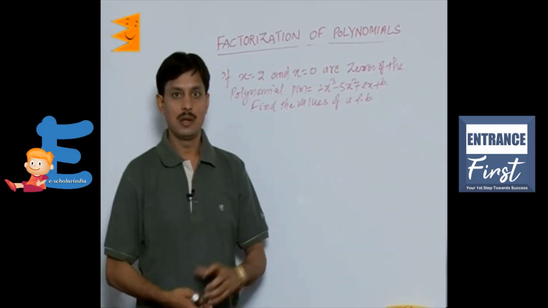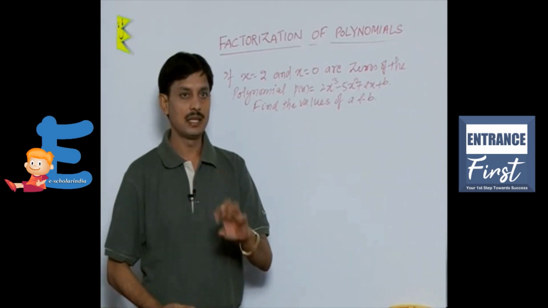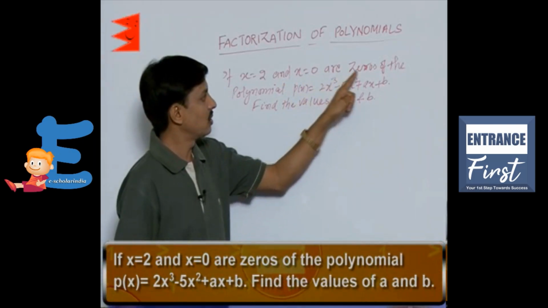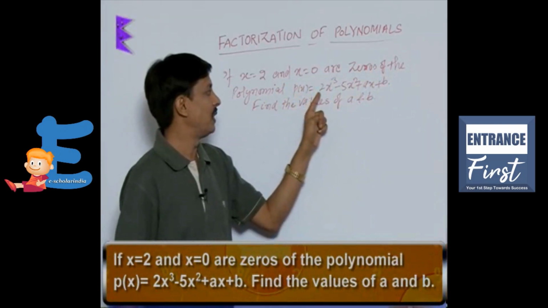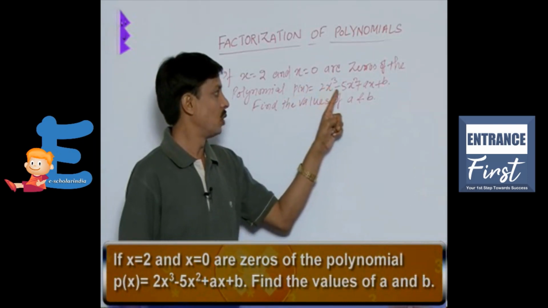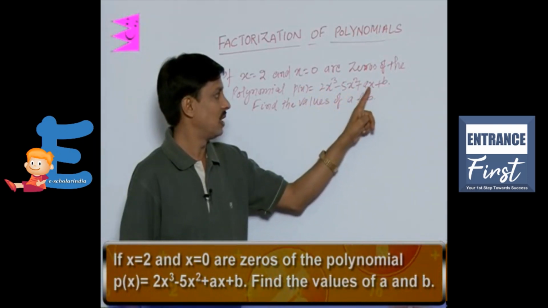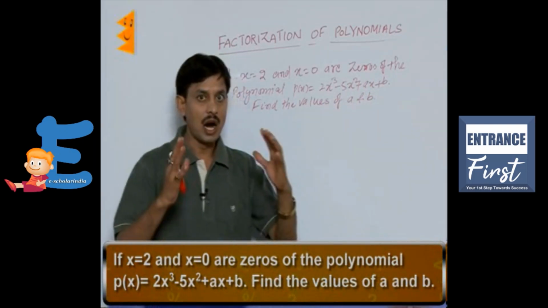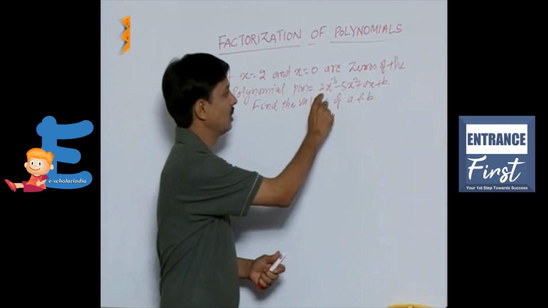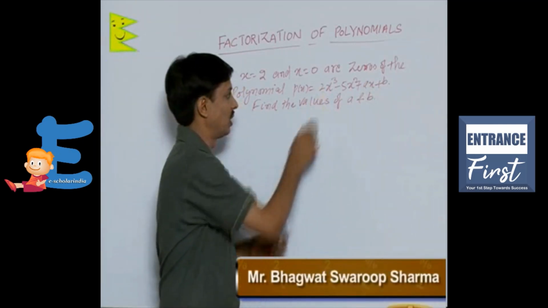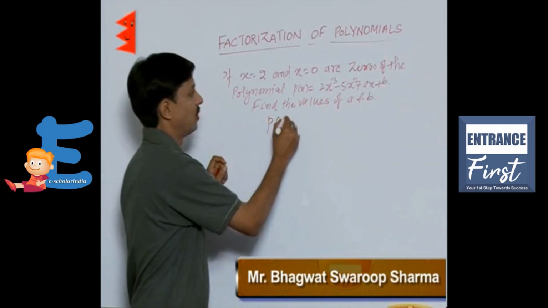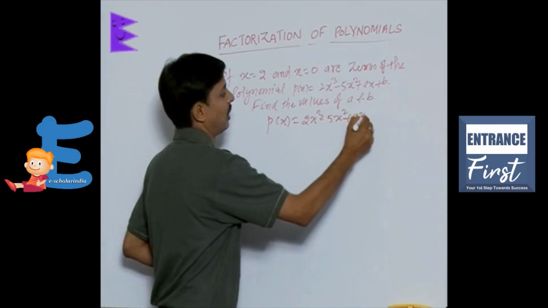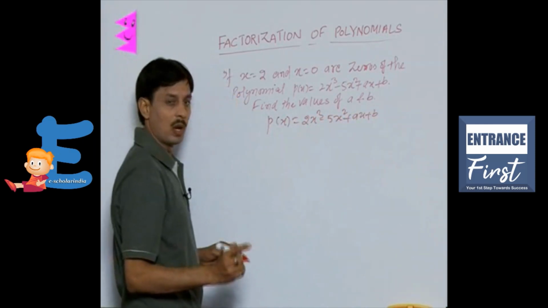Now, application of the zeros. As an example, if x = 2 and x = 0 are zeros of the polynomial p(x) = 2x³ − 5x² + ax + b, find the values of a and b. How? You have here a polynomial, a cubic polynomial. What is this polynomial? This is 2x³ − 5x² + ax + b. This is a cubic polynomial.